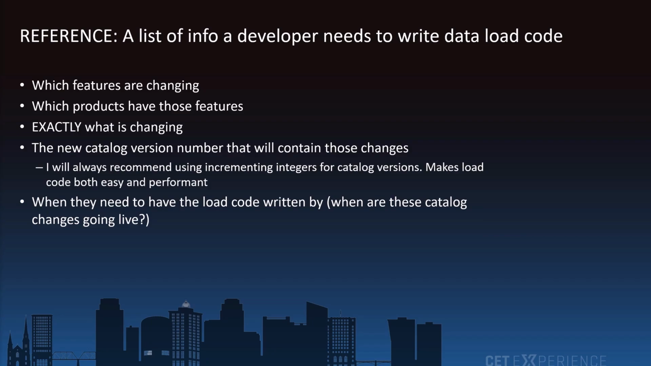Therefore, if a catalog developer pushes out a bunch of changes that do not require load code, then I don't need to change the extension's code and rebuild and push out and have the user download it just to get that new version number. I can just have my extension always set the active product catalog version, and then I will always have the most up-to-date one.